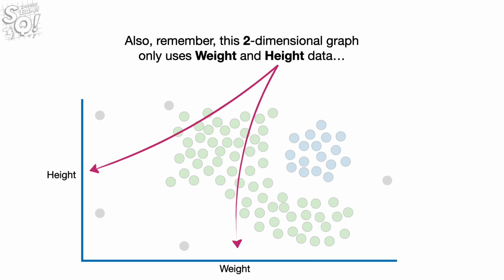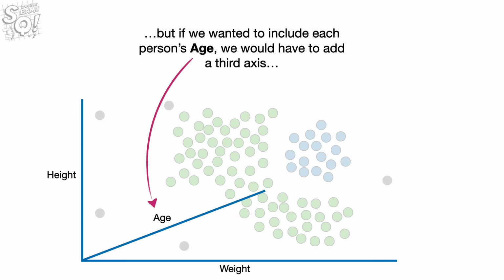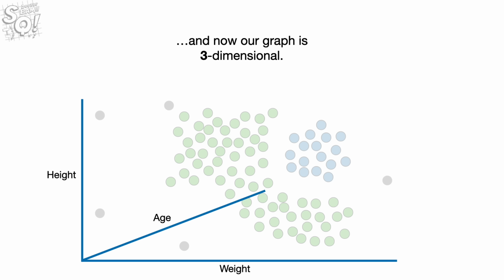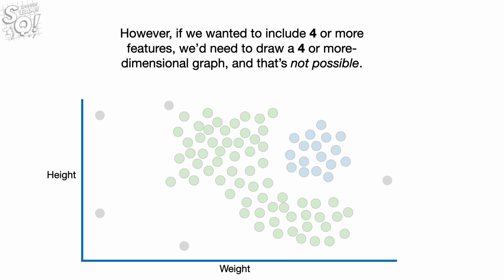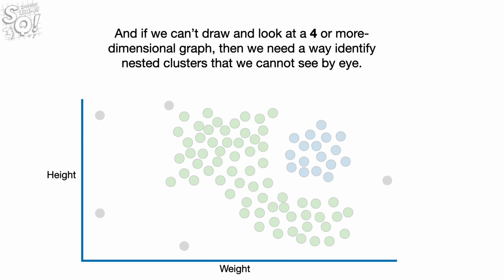Also, remember, this two-dimensional graph only uses weight and height data. But if we wanted to include each person's age, we would have to add a third axis. And now our graph is three-dimensional. Drawing a three-dimensional graph on a two-dimensional computer screen is awkward, but possible. However, if we wanted to include 4 or more features, we'd need to draw a 4 or more dimensional graph, and that's not possible. And if we can't draw and look at a 4 or more dimensional graph, then we need a way to identify nested clusters that we cannot see by eye.